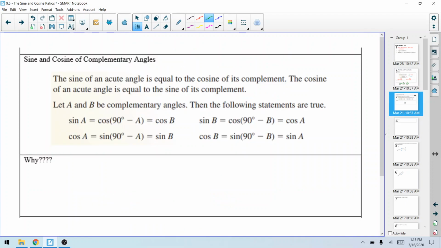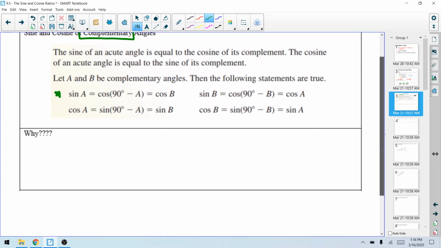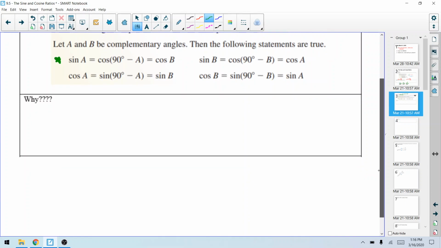Moving on, sine and cosine of complementary angles. So if we take a look at our first one here, and actually I'm going to back up just a step. Complementary, if you forgot, add to 90 degrees. So now, if I take a look at my first one down here, sine of A is equal to the cosine of 90 degrees minus A, which is actually equal to the cosine of B. That's a little confusing, so we have a little box down here.